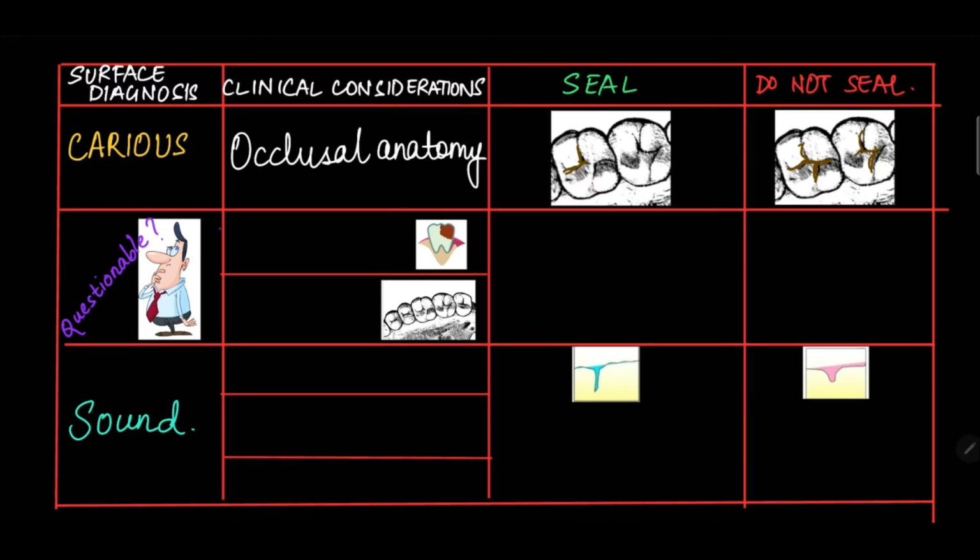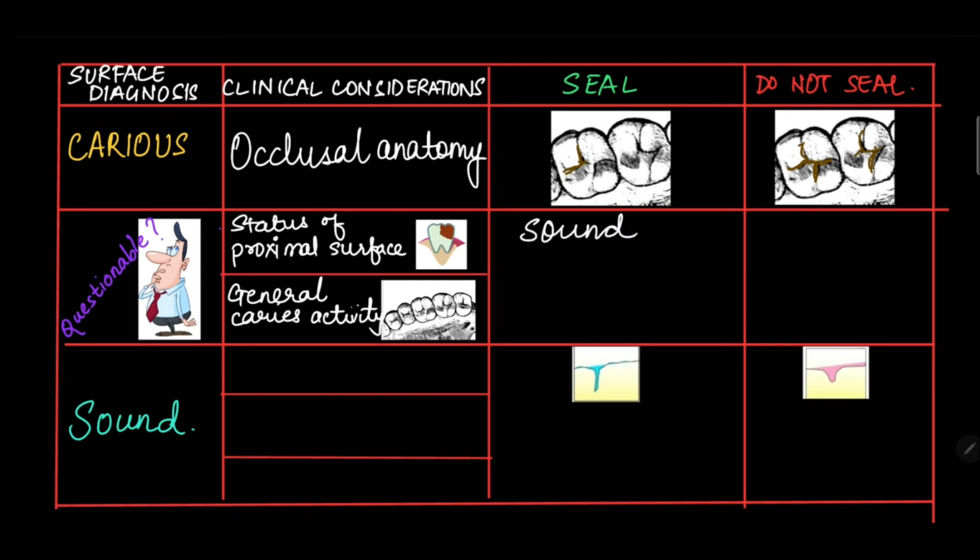If the surface diagnosis says that this tooth is questionable, we don't know whether it is carious or sound, then you need to look for two other things. You'll have to look at the status of the proximal surface and the general caries activity. So why are you looking at the proximal surface? Because if you see the occlusal surface, you're not able to judge whether it is actually carious. By looking at the proximal surface, you'll get a rough idea whether this tooth is actually carious or not. So if the proximal surface is sound, then you can go ahead and seal this tooth. But if the proximal surface is carious, it's going to give you an indication that even the occlusal surface is carious, and that's why you do not seal this tooth.